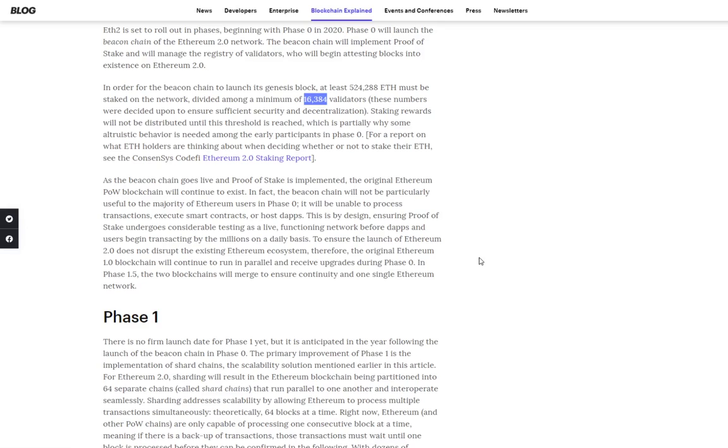So that will finish up for today's video. It's just a basic overview of what Ethereum 2.0 is.